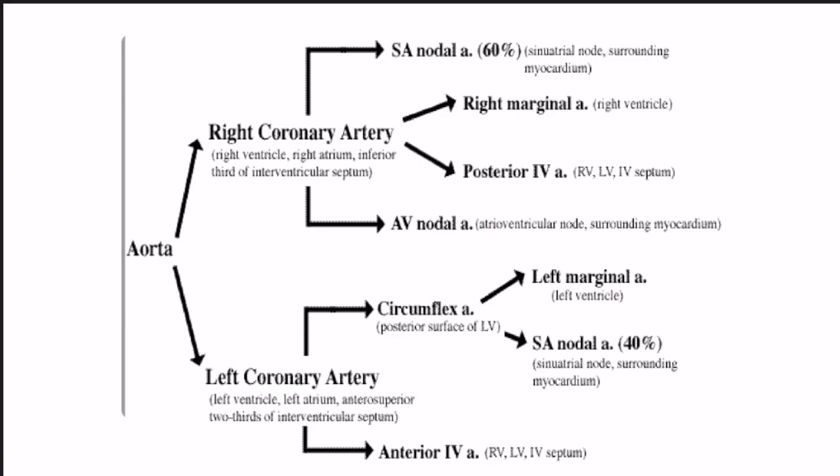Now the smallest vessels are called venae cordis minimi. These smallest vessels drain the myocardium directly into the atria and ventricles.